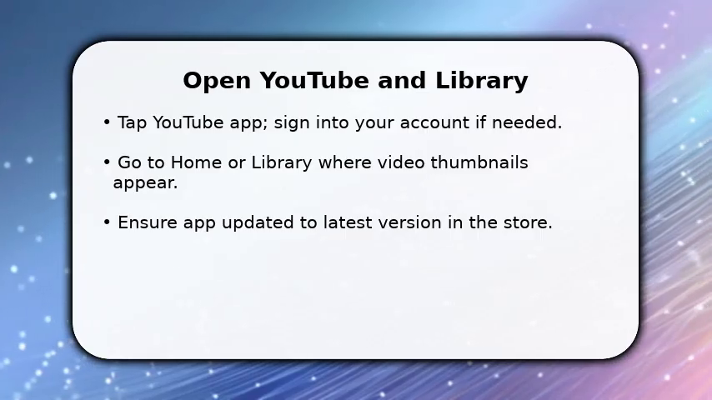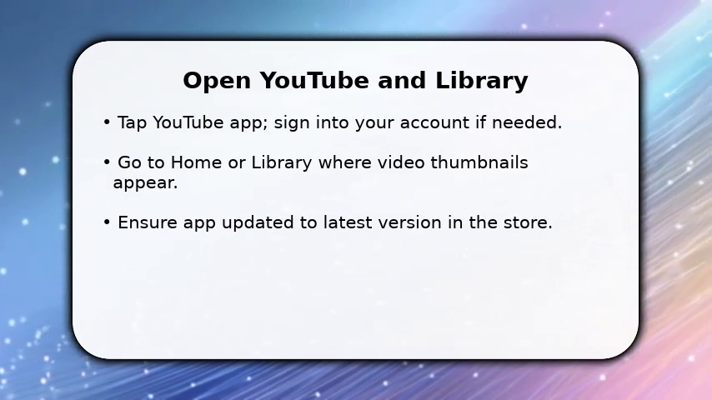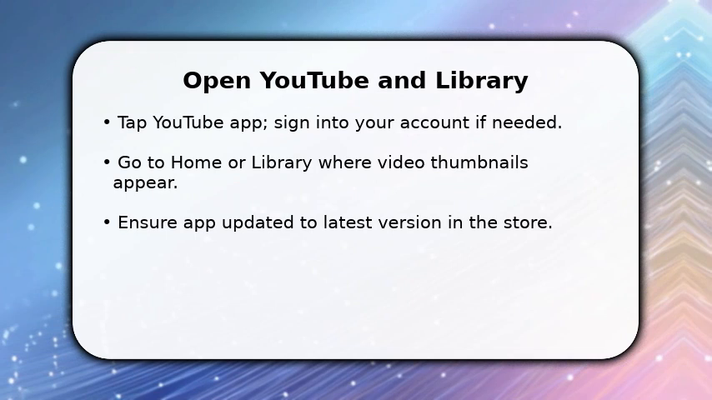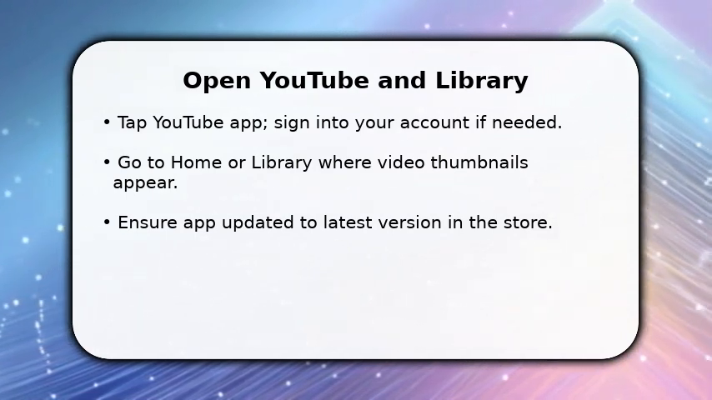You start by opening the YouTube app and moving to the screen where thumbnails are visible, usually home or library. You must be signed in and on the latest app build. This matters because layout options vary by version.